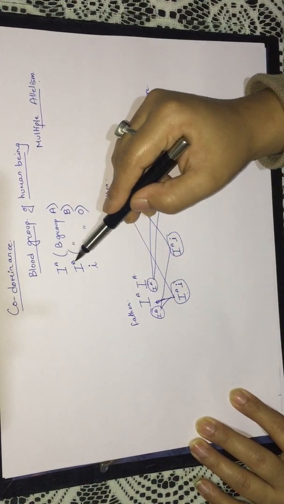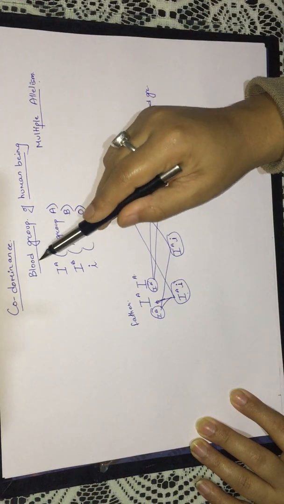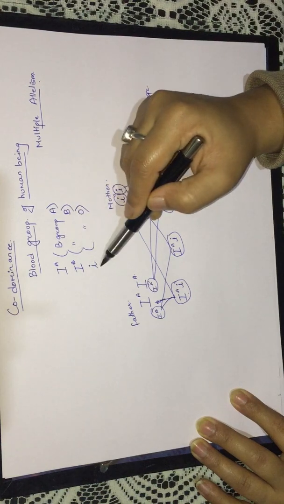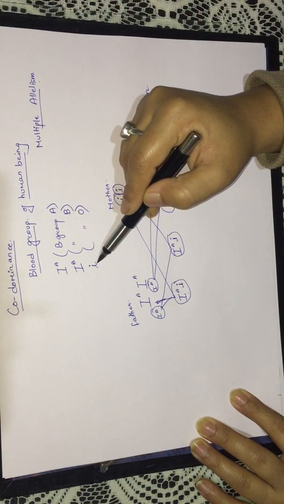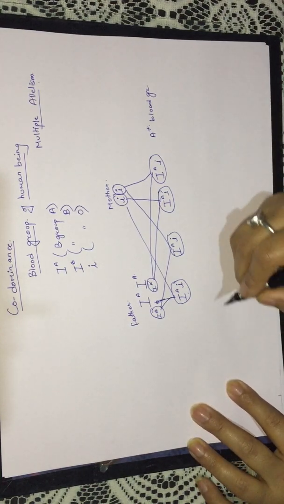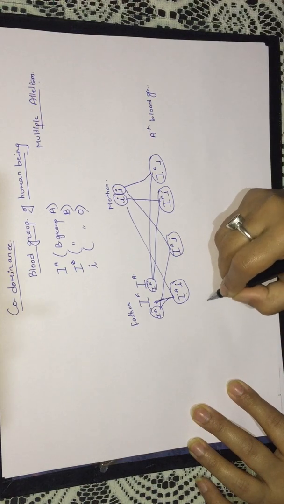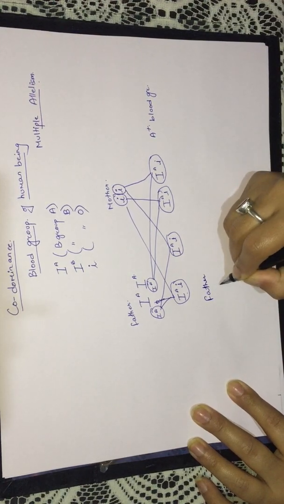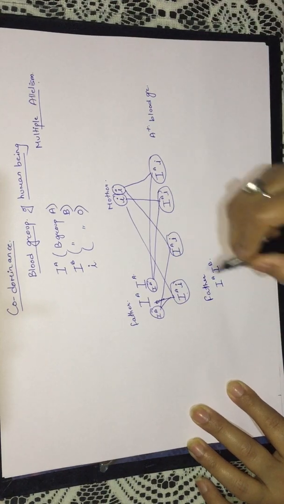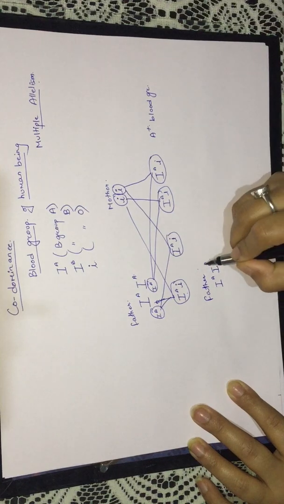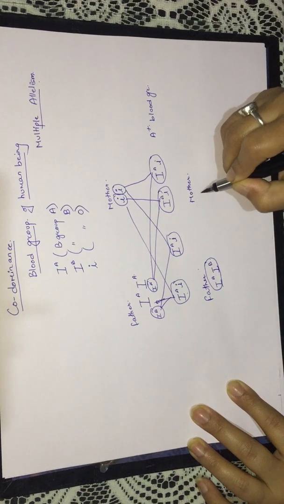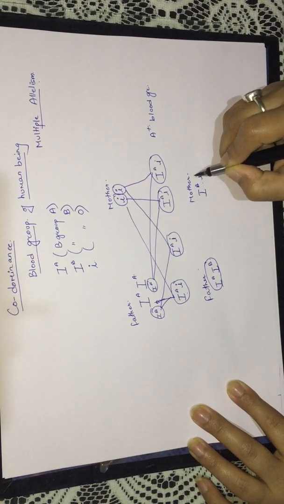Always remember, out of these three alleles that code for blood group, IA is a dominant one, IB is also a dominant one, and small i is not dominant, it is recessive. Now this is one combination. Suppose the father has IA and IB, and the mother has IB and small i.